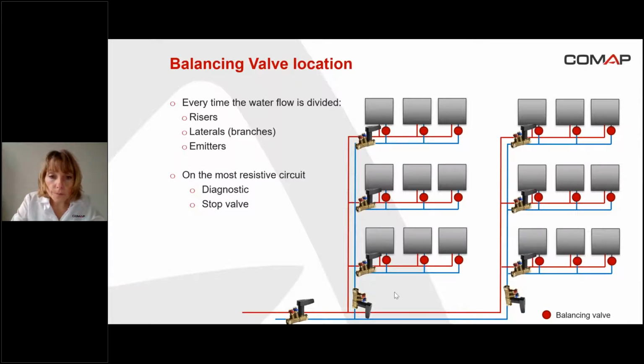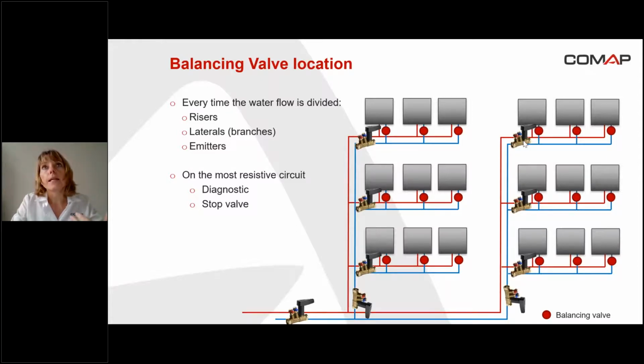It's also necessary to install a balancing valve on the most resistive circuit. You can see here in the riser, the flow is not divided into two different flows, but that's the most resistive circuit. So I'm going to install a balancing valve. That's the same for the branches. We are going to install balancing valves on the most resistive circuits.